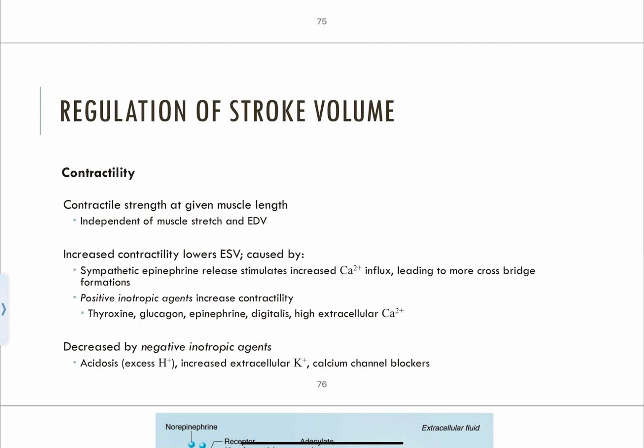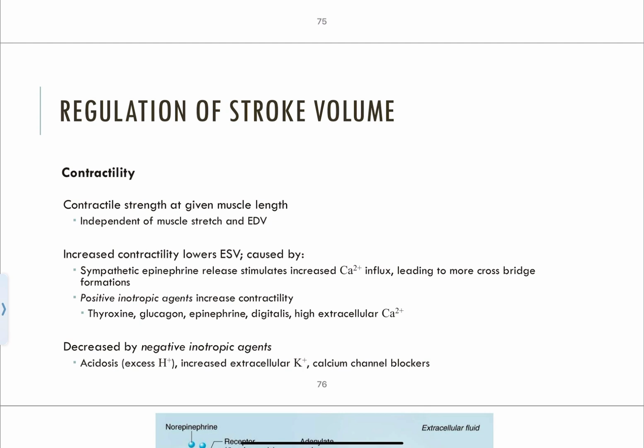If we increase the amount at which we can contract the ventricle, that means the more blood we can push out of the ventricle, which means the less volume of blood that's left in the ventricle after contraction. The end systolic volume is the amount of blood that's left in the ventricle after contraction. We can have this occur if sympathetic epinephrine release stimulates increased calcium influx.